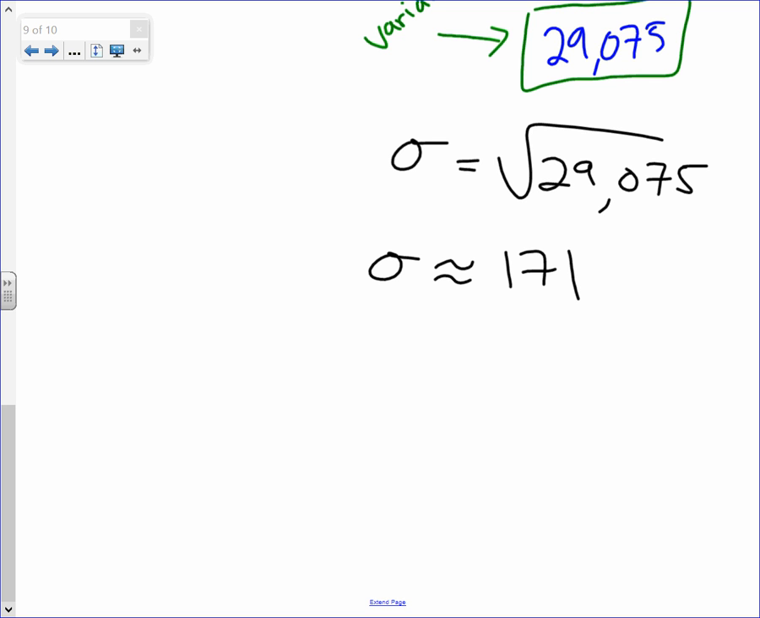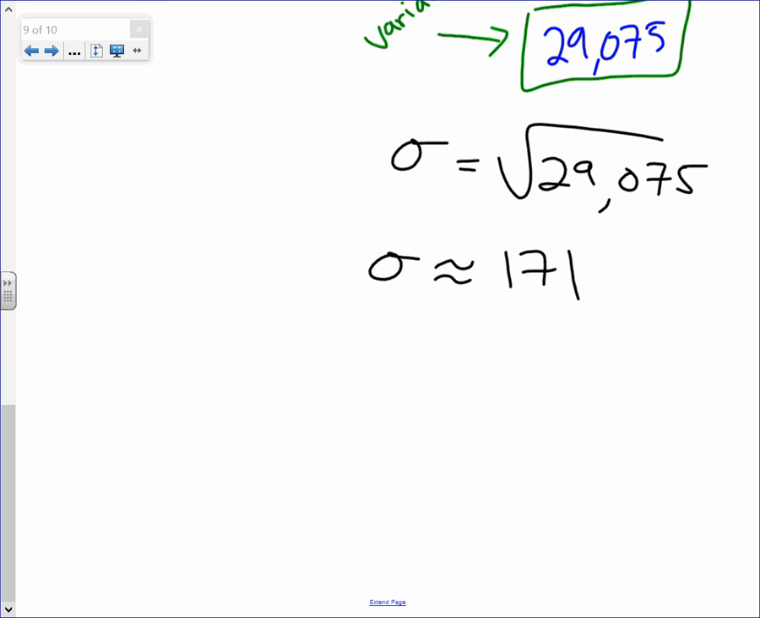Again, this little variable sigma comes from the Greek alphabet. Sigma always means standard deviation. Standard deviation is approximately 171. So what the heck does that mean? We did all this gymnastics, all this calculation, and we've got this number 171. What does it mean? Here's what it means.